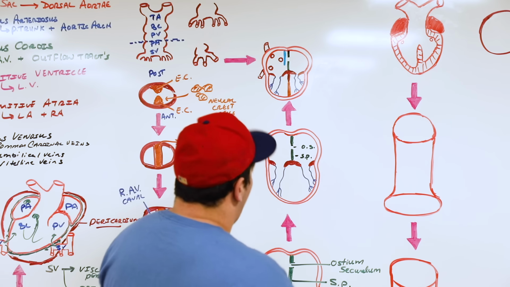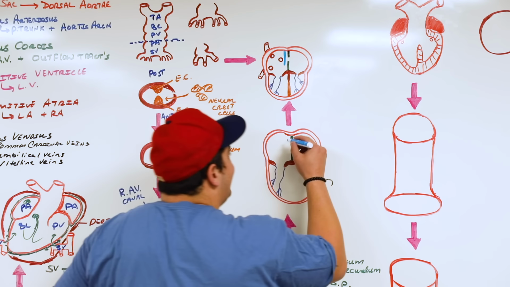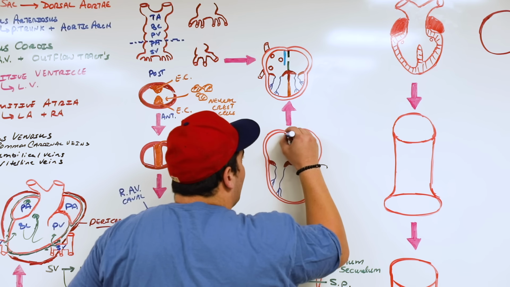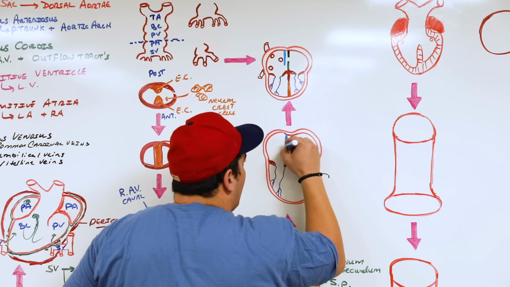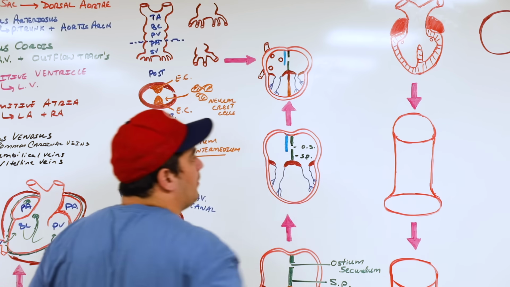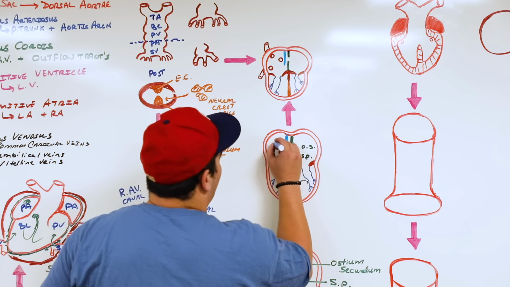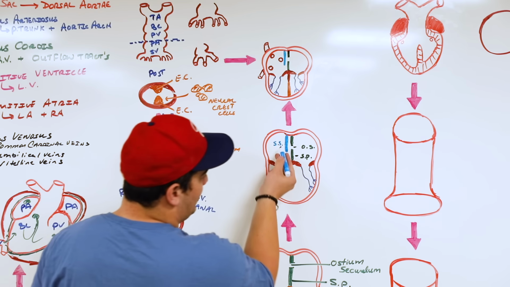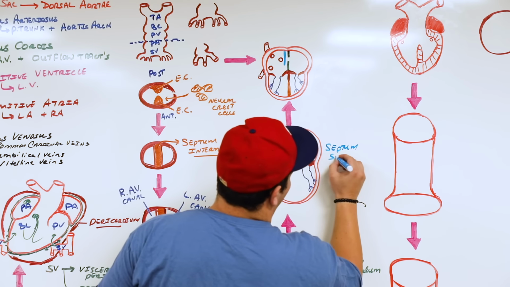Now, another thing happens here. Another piece of tissue starts growing. And this son of a gun starts coming down to try to block the ostium secundum. What is this one? It's another transformer. It's called the septum secundum. All right. So we got the septum secundum. What is this one here called? This is called your septum secundum.